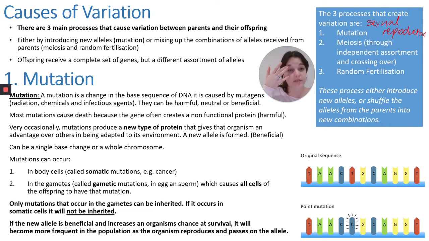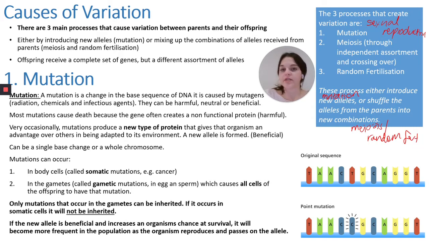So from now forwards I'm always talking about sexual reproduction. So the 3 processes: mutation, meiosis, including independent assortment and crossing over, that's probably the hardest one, and then the last one, random fertilization. So like I've got here, these processes either introduce new alleles, that's mutation, which we'll look at now, or shuffle the combination of alleles from parents into new combinations. That's the other 2, meiosis and random fertilization.